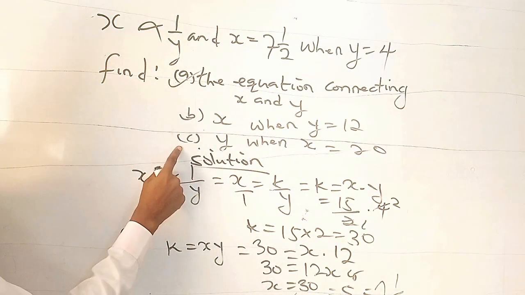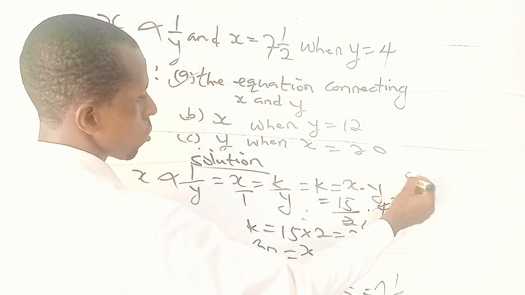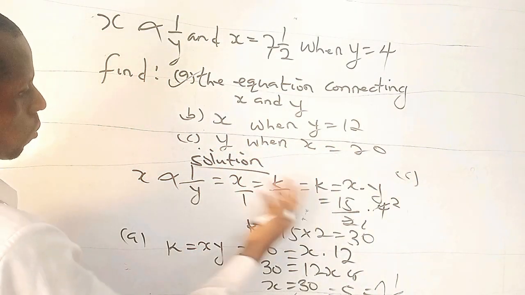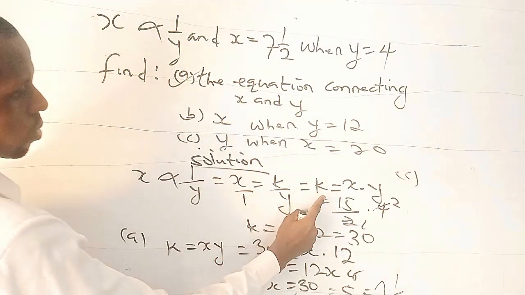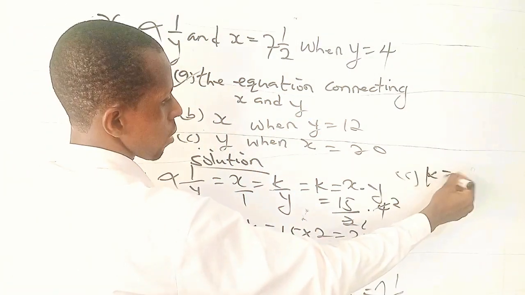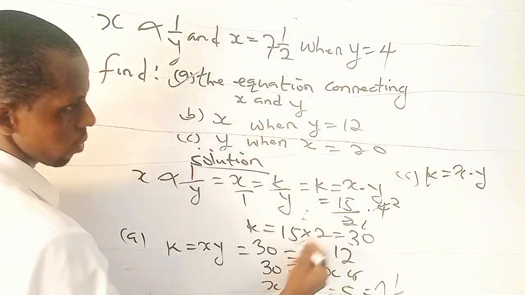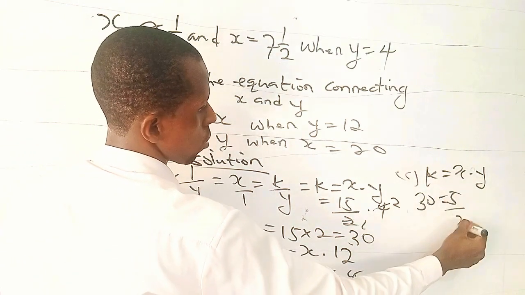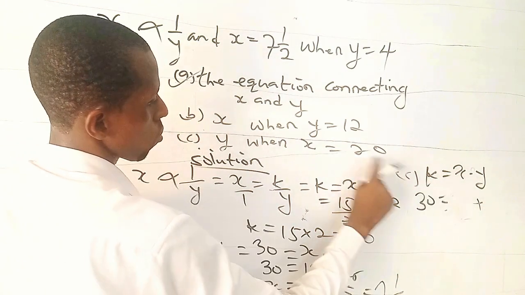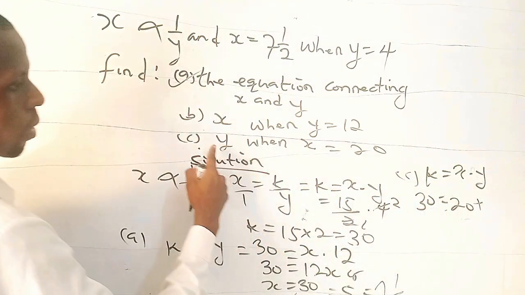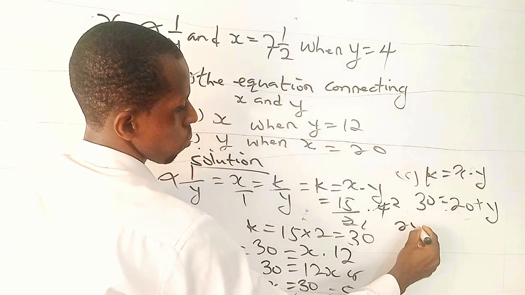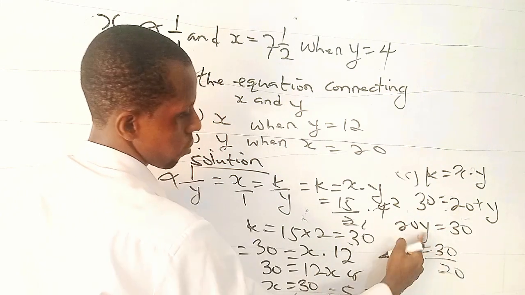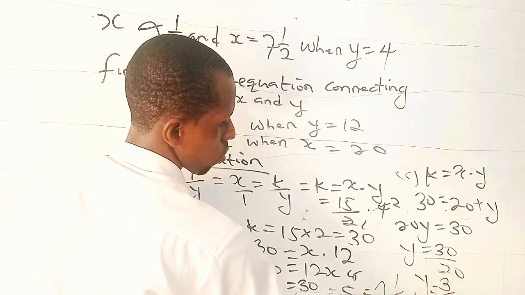Now the last requirement says we should look for y when x is 20. Still using the same equation that connects x and y, we have our constant to be x times y, so our constant is already 30. Our x is 20 in this case, and we have to look for y. So we have 20y equals 30. So y equals 30 divided by 20, which is the coefficient of y. So y equals 3 over 2, or 1.5.